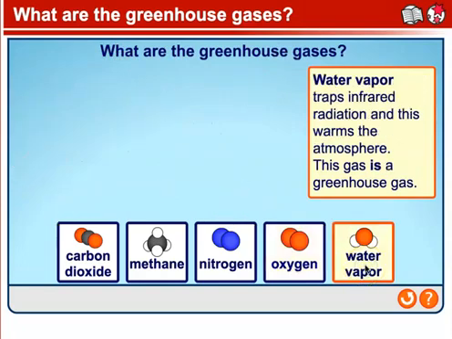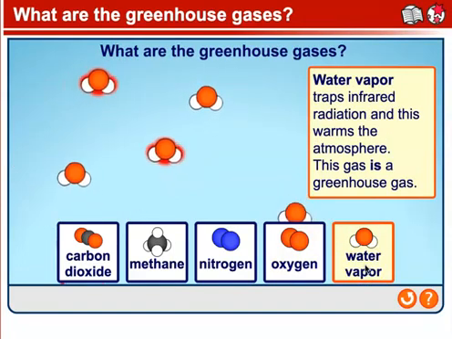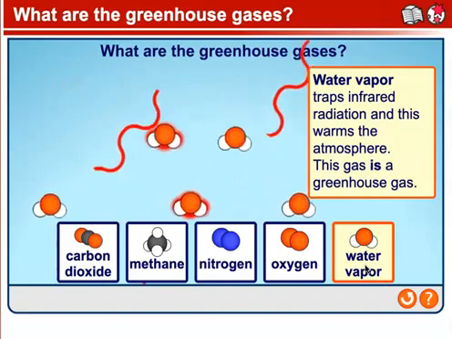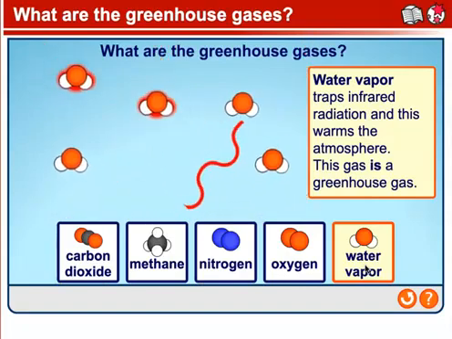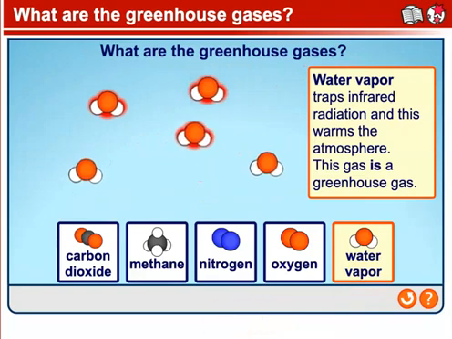Water vapor. Water vapor traps infrared radiation, and this warms the atmosphere. Therefore, water vapor is considered a greenhouse gas.